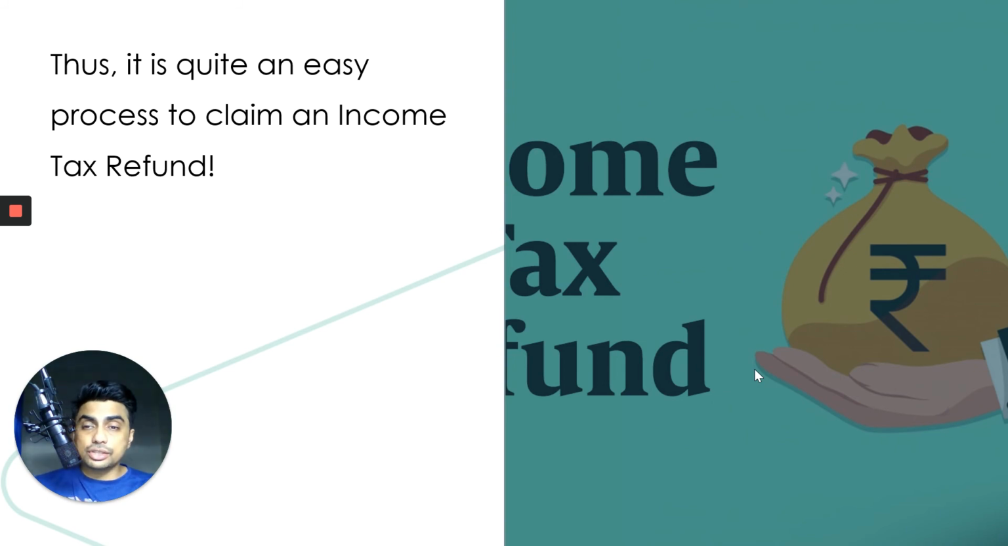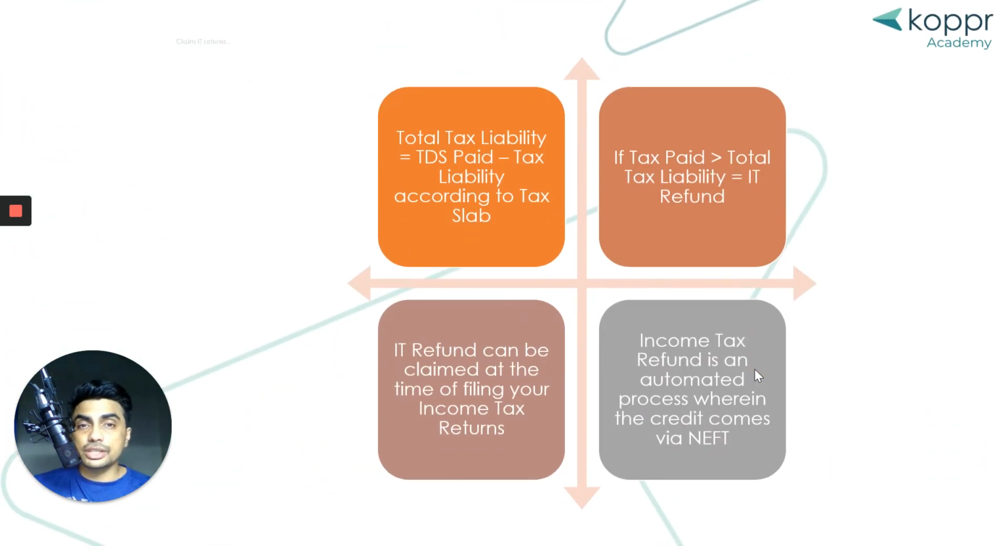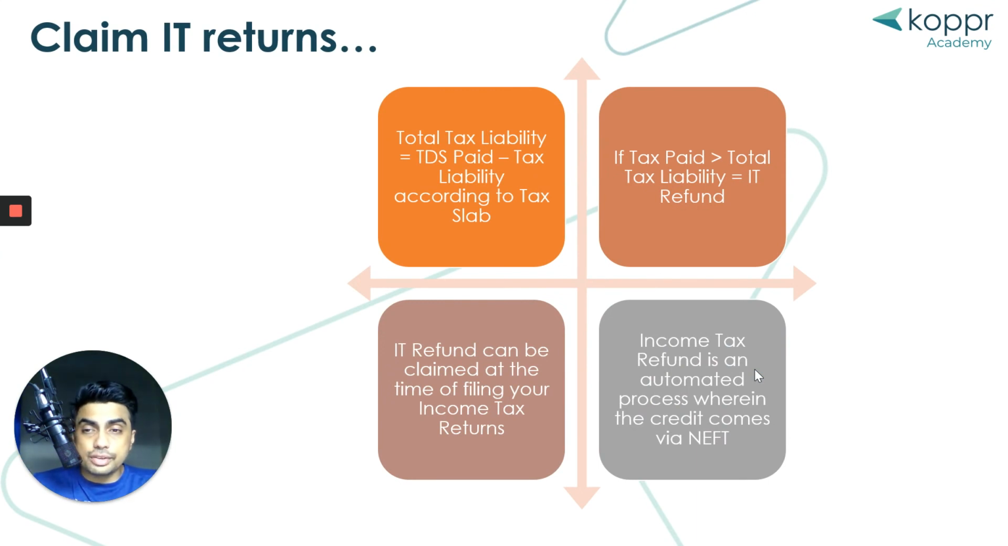While filing your taxes, just to summarize, make sure that you list down all the sources of income on your tax, and compute the total tax liability, which is the TDS paid minus the tax liability according to the tax slab. Now, if the tax paid is more than your tax slab or tax liability, then you get an IT refund. And IT refund can be easily claimed while filing the income tax return, and it gets directly deposited in your bank account.